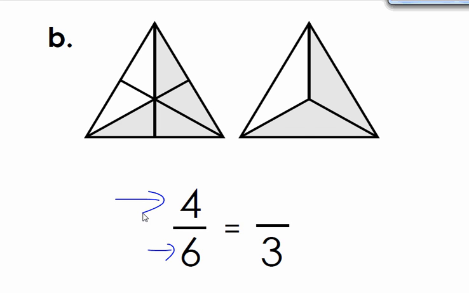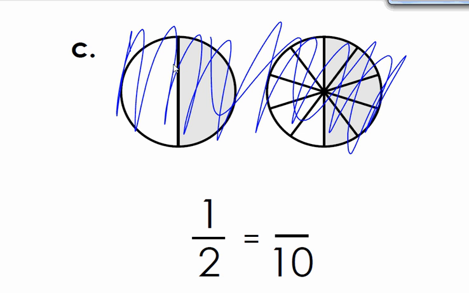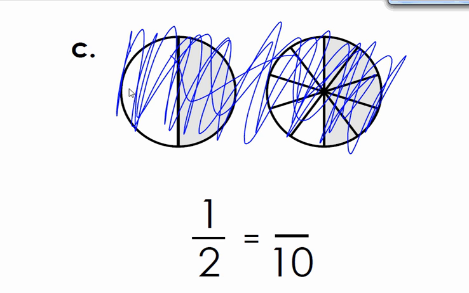Well, thirds means that my triangle is divided into 3 sections. How many are shaded in? 2. So look at C. Let's pretend that we don't have the shapes. Okay, pretend we didn't have the shapes, all the circles, or the pies, if you will.